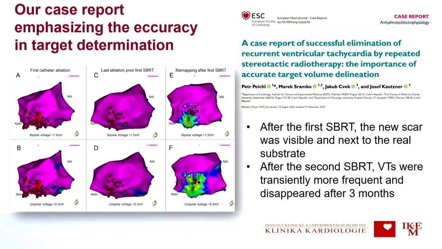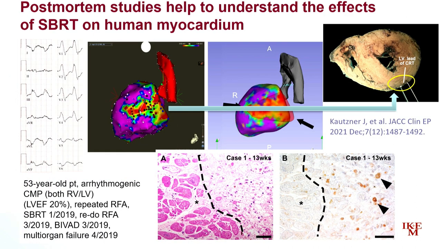We also showed in one case report that it's sometimes very critical to have accurate targeting. This patient had previous myocardial infarction, deep substrate in this area, and we irradiated first just based on indirect comparison of the map and CT scan, and we missed this area by a narrow margin. Only when we exported data, the second occasion was successful, and the patient lost VTs after 3 months.